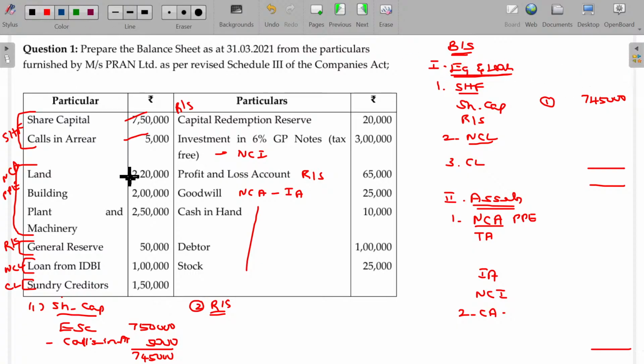Under resource and surplus, we have general reserve 50,000, profit and loss 65,000, capital redemption reserve CRR 20,000. So what is the total value? 1,35,000.